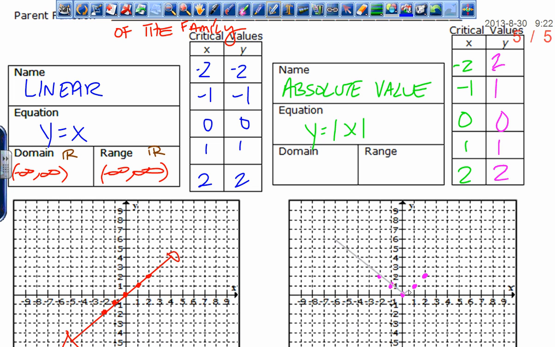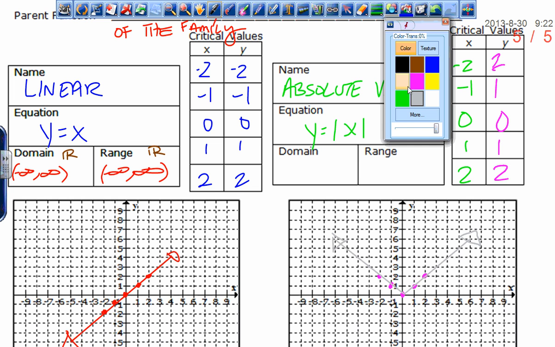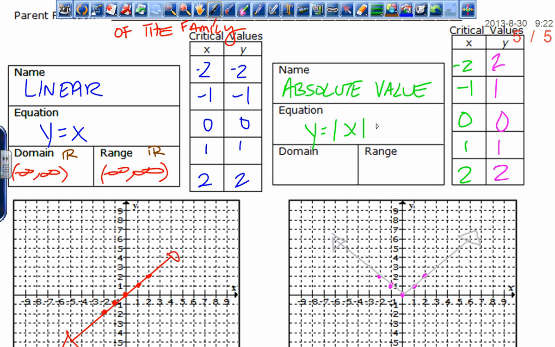So what kind of shape are we dealing with here? A V. A good way to remember what the absolute value looks like is by the V in its name. That's what it looks like. Do I have every single x graphed? So what does that mean for my domain? All real numbers, negative infinity to positive infinity.